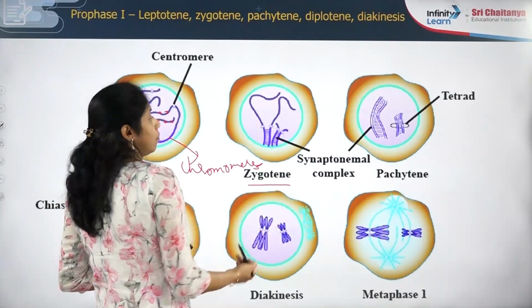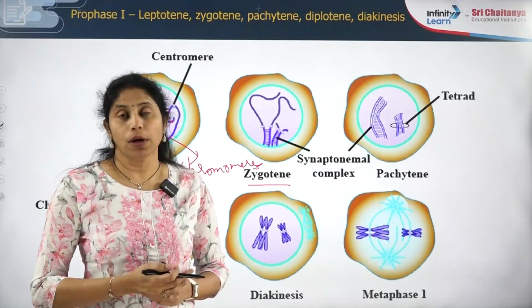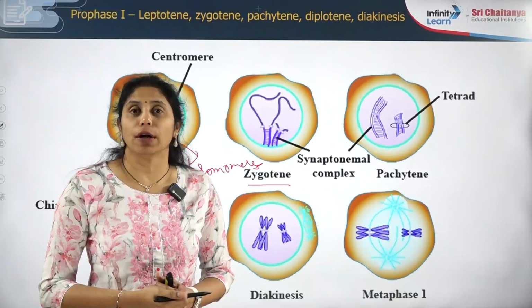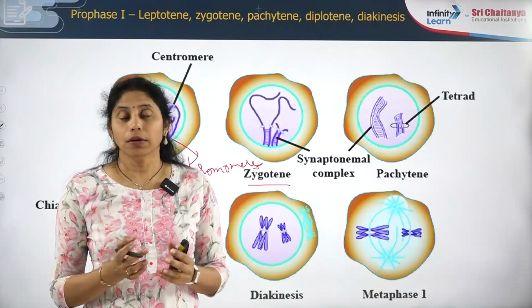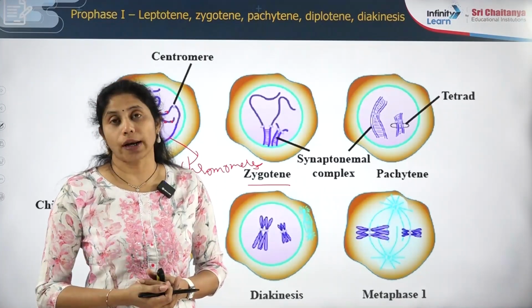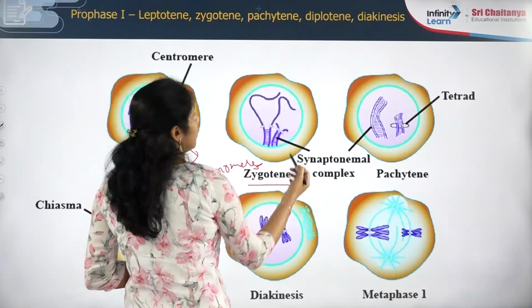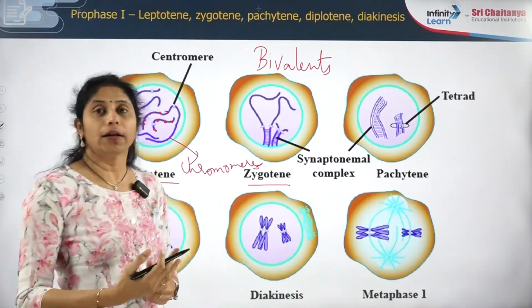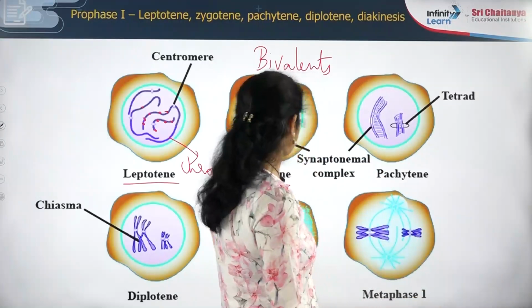Then in zygotene, the 2 homologous chromosomes, the maternal chromosome and paternal chromosome, come towards each other because of an attractive force between them that happens because of synaptonemal complex proteins. And the 2 chromosomes which are identical come together with the help of synaptonemal complex proteins and pair up together. The process of pairing is called synapsis. And the end result of this synapsis is the formation of bivalents. A bivalent is nothing but 2 homologous chromosomes. That will happen in the zygotene.